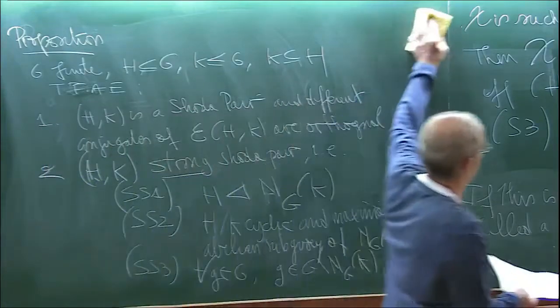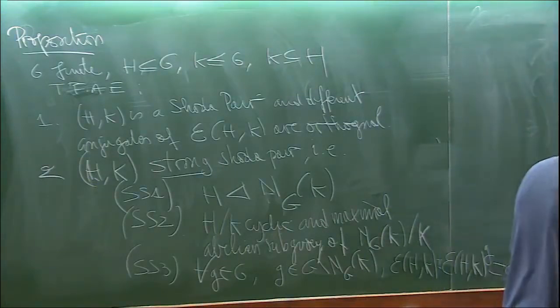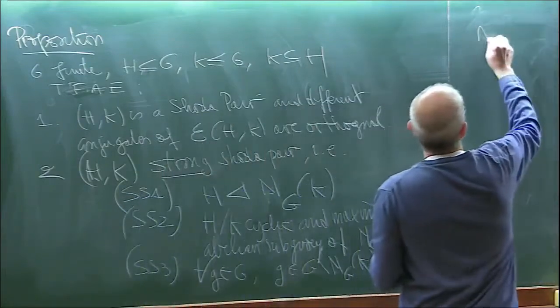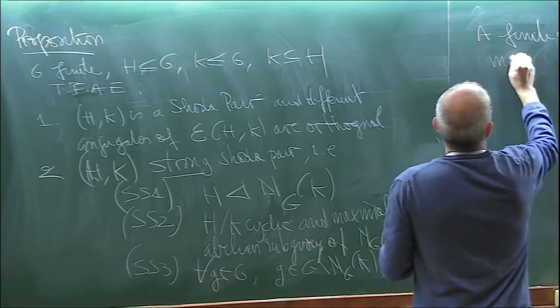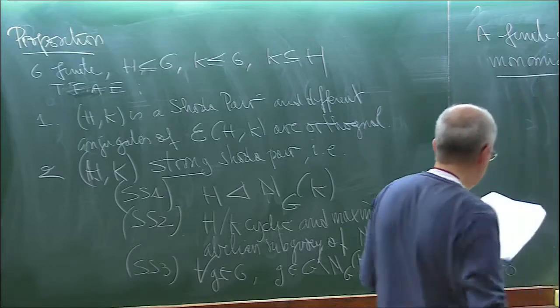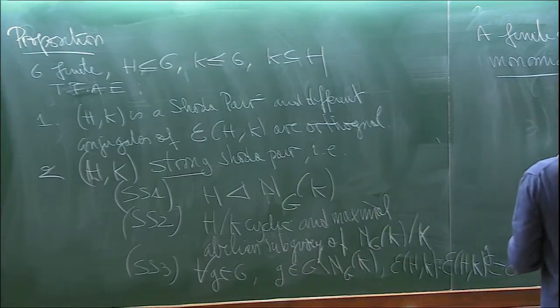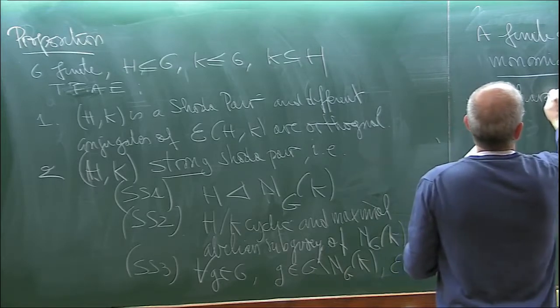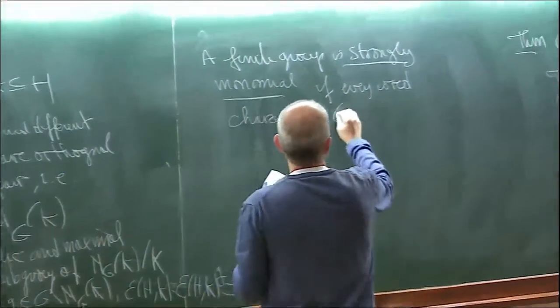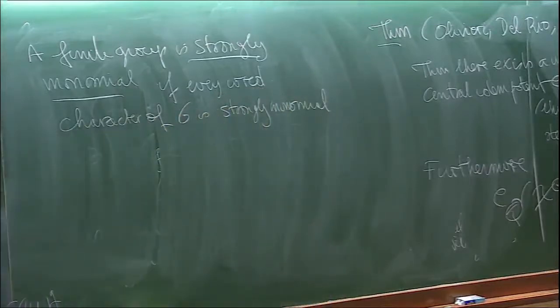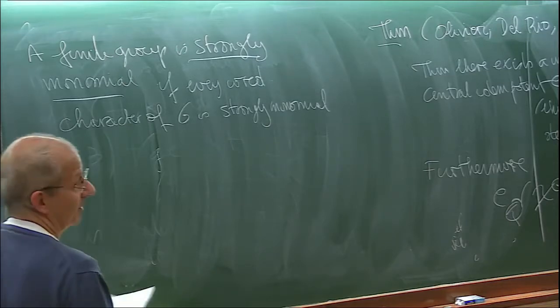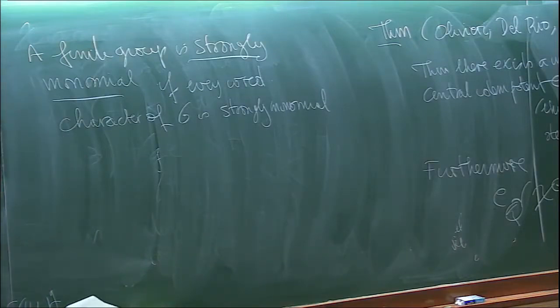So now we have strong Shoda pairs. Let me say a finite group is strongly monomial if every irreducible character of G is strongly monomial. By that I mean it's induced from a character related to two subgroups that satisfy those conditions. So it's basically the groups where you can apply this. Again, a beautiful result. And as I said yesterday, if you say anything, if this, then blah, blah, I want to know that at least the if is a reasonable class. And this is the theorem.